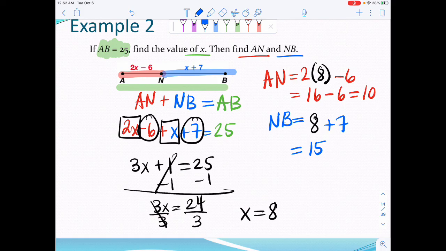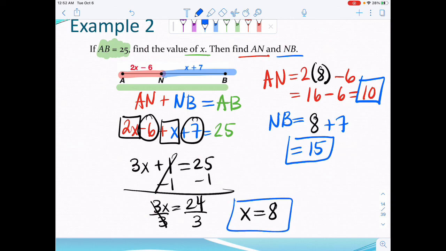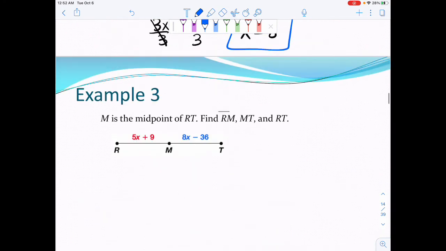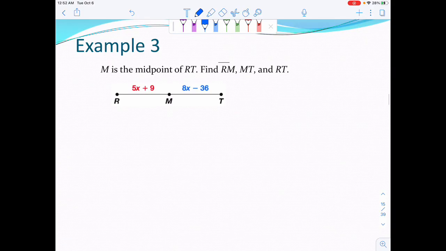All right, so now we have our answers. We know that one of our answers is 10 and the other one is 15, and last but not least, x is equal to 8. We have one last example, so let's go ahead and finish up our work. All right, this last example says that M is our midpoint. That's an important word, midpoint, of the segment RT. It wants us to find RM, MT, and RT.